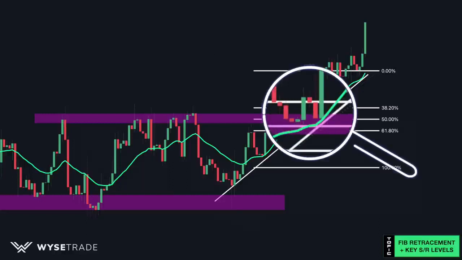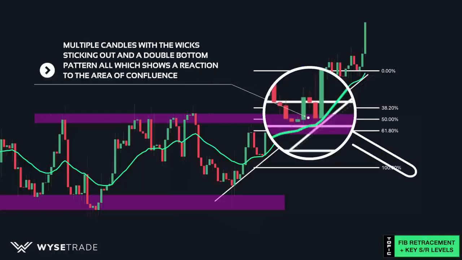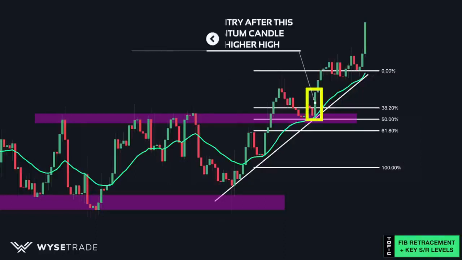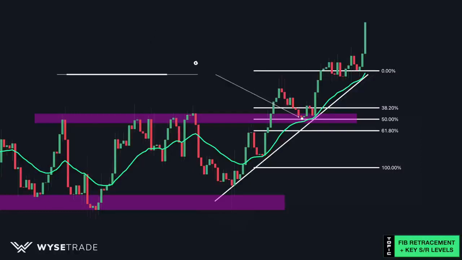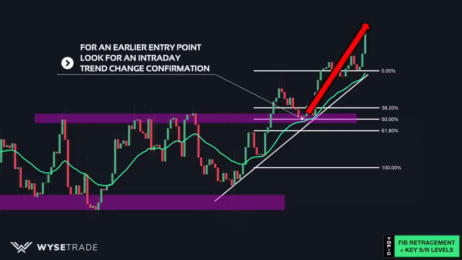You had multiple candles with the wicks sticking out and a double bottom pattern form, all which shows a reaction to the area. You can take a long entry after the bullish momentum candle and higher high, or for an earlier entry point, look for the intraday trend change confirmation. Now, going in the opposite direction in a downtrend.